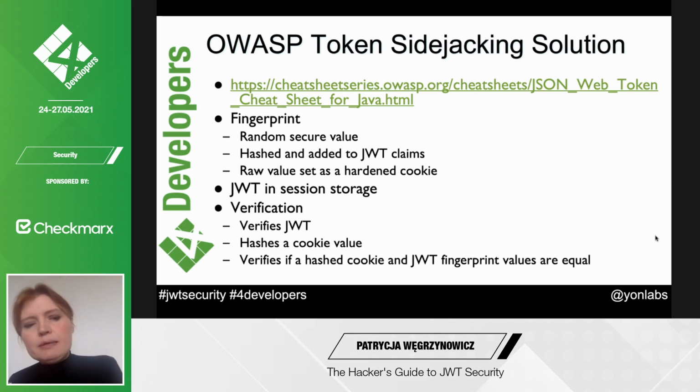But basically, the verification server verifies whether a cookie value and JWT fingerprint values are equal. We send the token in the authorization header as well as a random secure value in a hardened cookie.